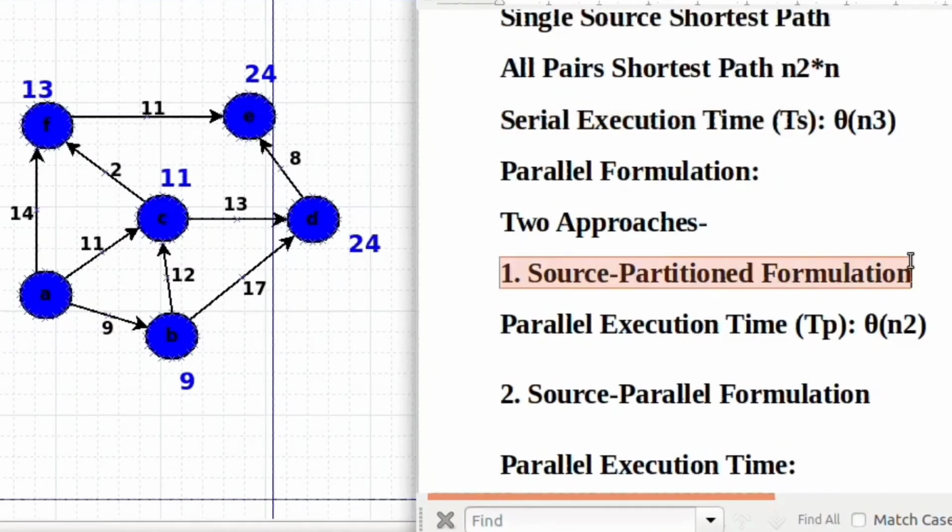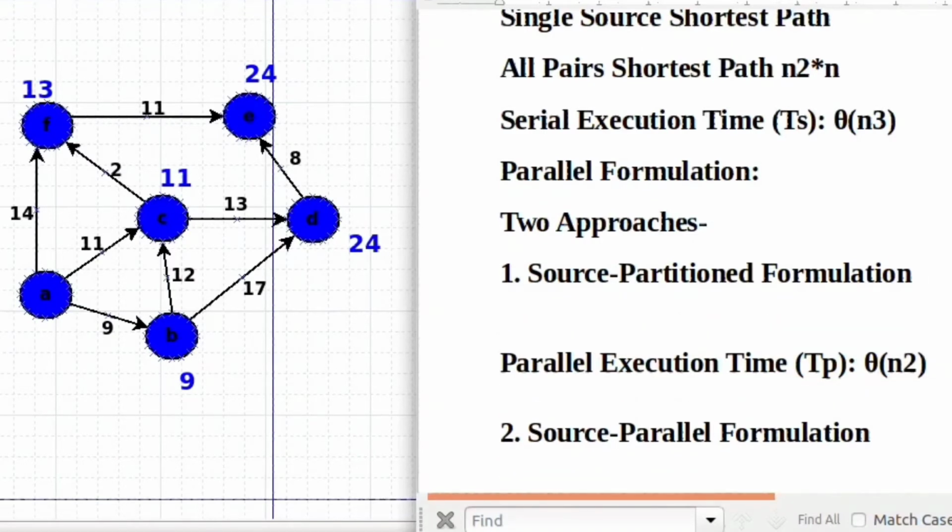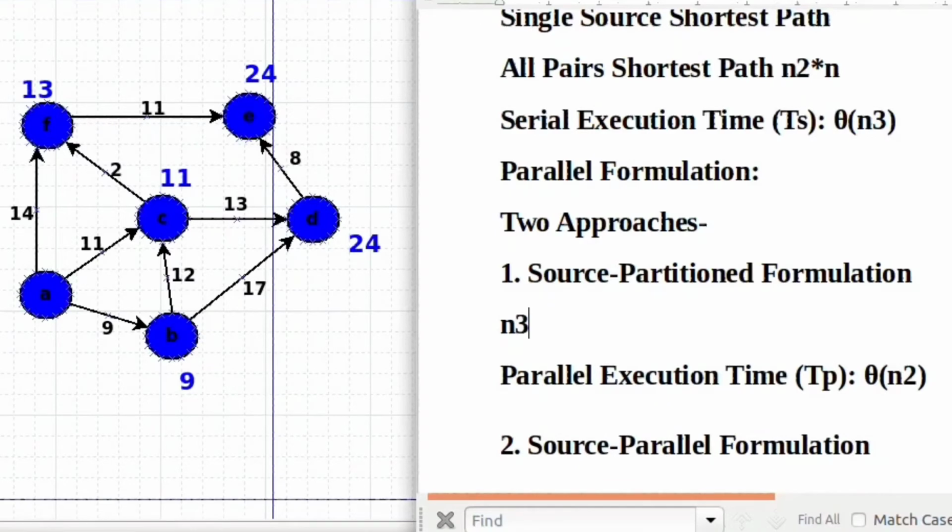But in source partition formulation we have multiple processes, and each process is working on each vertex. So that's why parallel execution time will be theta of n square. How did we get n square? The total time that we require is theta of n cube, divided by n, where n is the number of processes. So that is the parallel execution time, theta of n square.